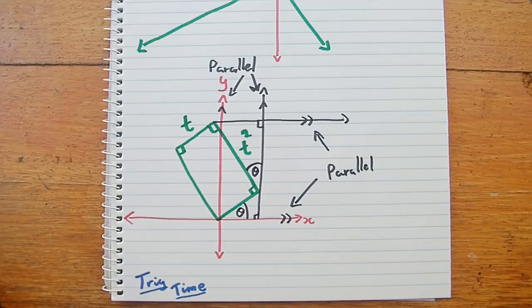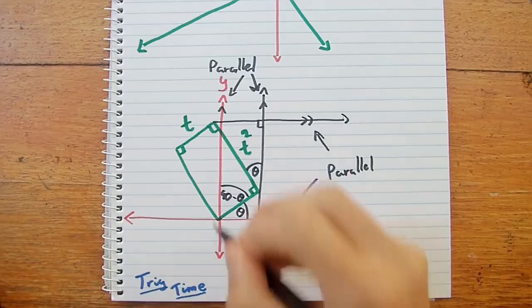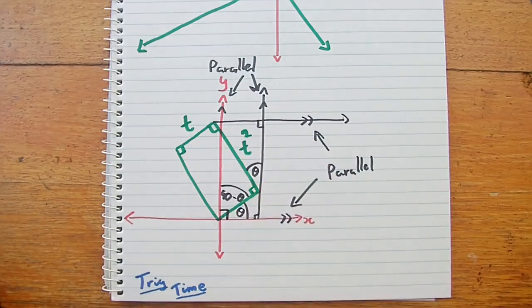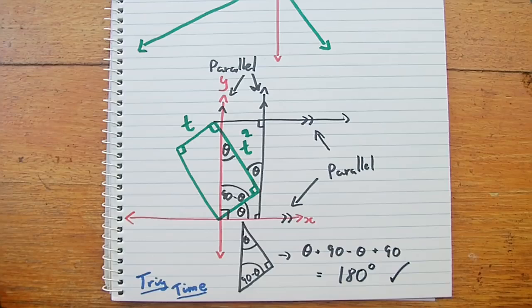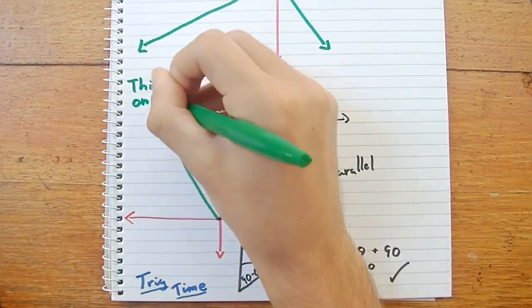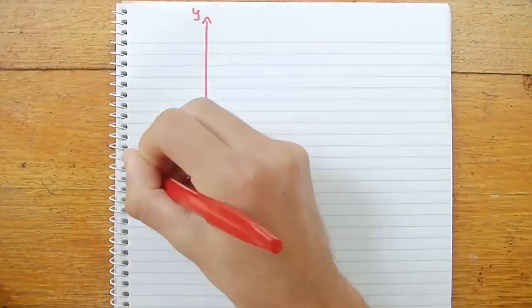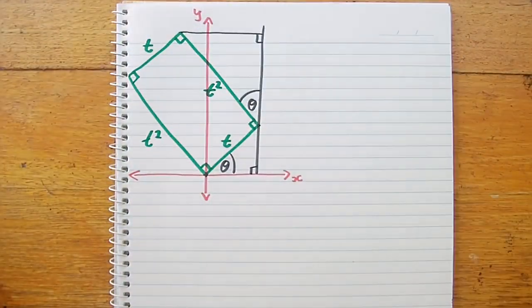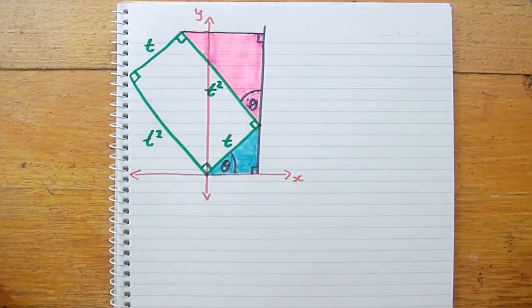Why is that? Well, because this angle is 90 minus theta, since it has to add up with theta to make this right angle of 90 degrees. Then this angle had better be theta, since the sum of the angles in a triangle is 180 degrees. And because we have two parallel lines, with another going through them, the opposite angles are equal, so this angle is indeed theta. Anyway, we have two right-angled triangles, one involving t, one involving t squared, and both involving theta.